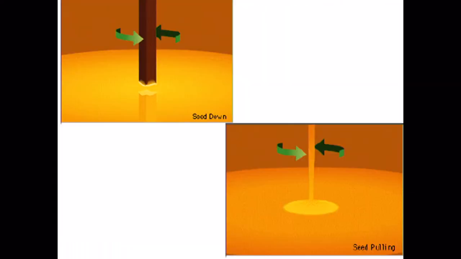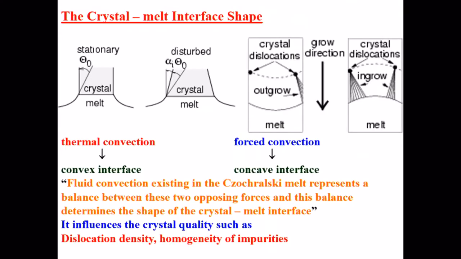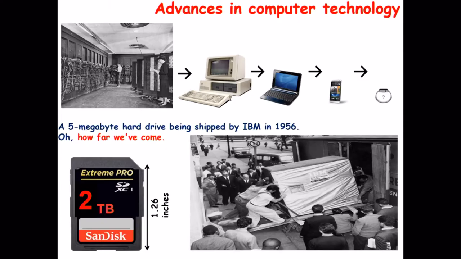This is the processing: the seed went to the melt, and then we try to make a neck, so that we can carry whatever large weight. We try to understand the surface tensions, the buoyancies, and the idea of making an interface. Once you have a convex interface, we can carry the weight. If you have a concave one, it will come down. Okay, so this is about purity.